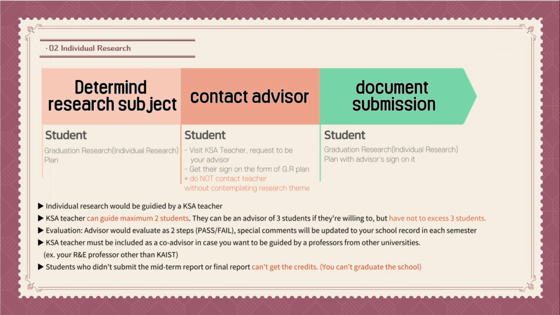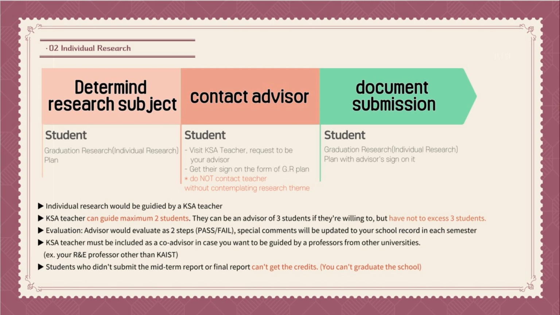Now I'm going to talk about the individual research. First, you need to choose your research subject. Second, you need to contact the advisor, which is your supervisor. While contacting them, first you need to send a request to the teacher. You can visit them to ask whether they want to be your supervisor or not. Second, you need to get their signature on your graduation research plan proposal. And lastly, after your supervisor signs it, you need to submit it to the research admission team email.